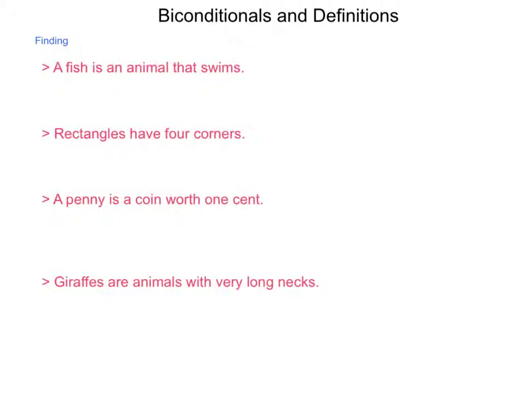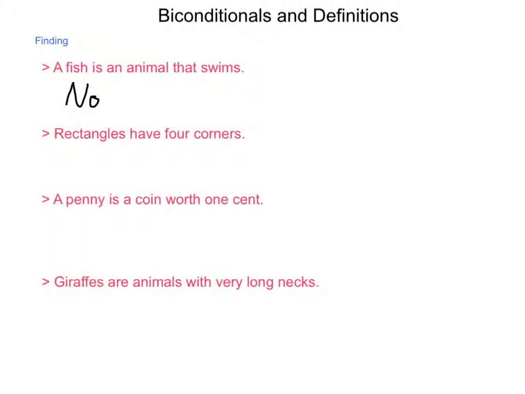So our first one, a fish is an animal that swims. Is this a good definition? Well, swimming, animal, fish are all good, clearly understood terms. It is precise. We don't have any general terminology here, but it is not reversible. I know how to swim, and I am not a fish. Therefore, this is not a good definition because it is not reversible.